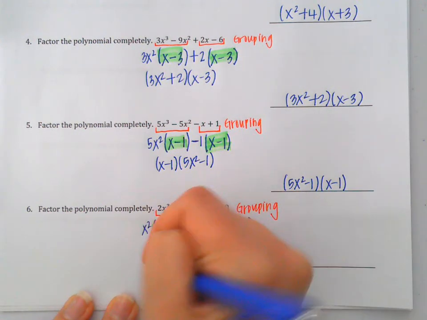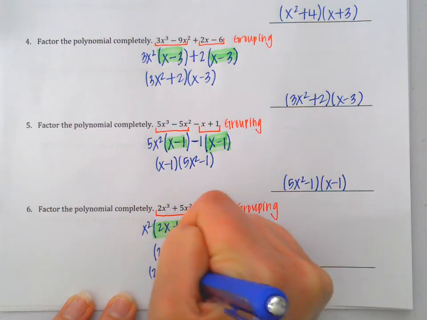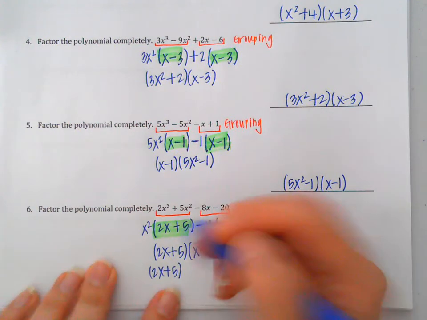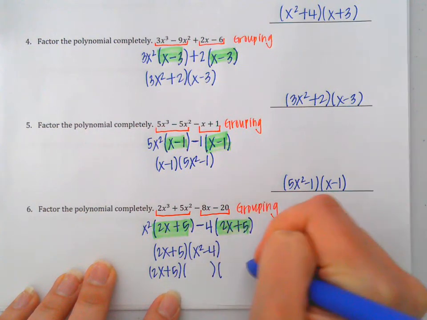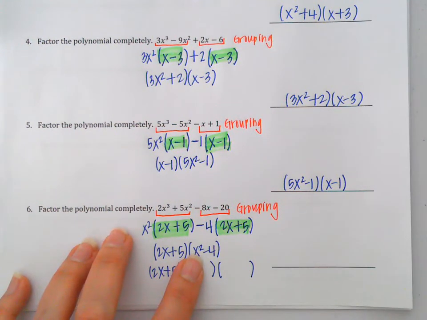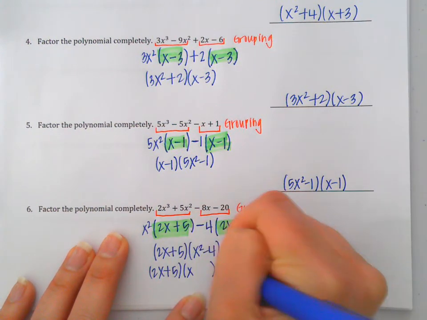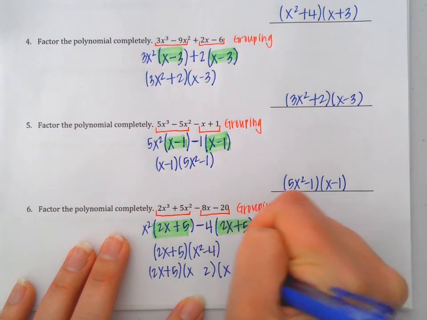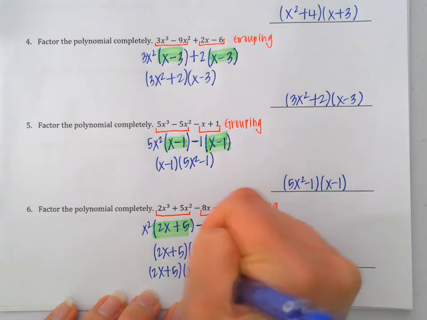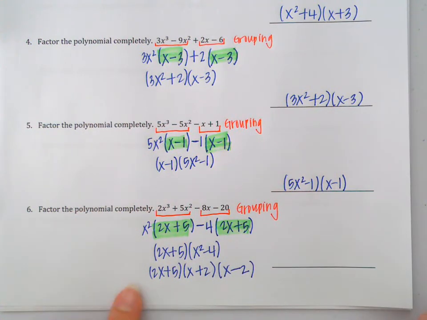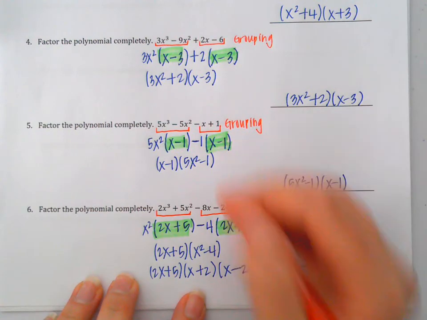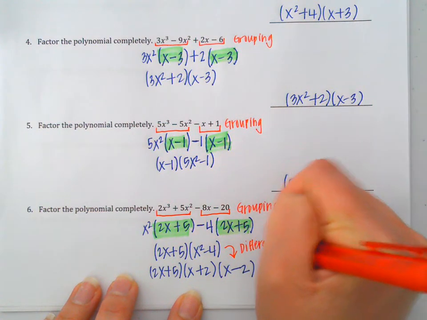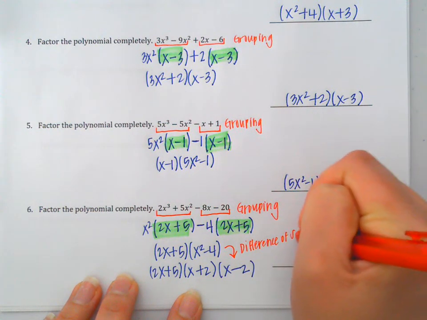So 2x plus 5 stays the same, but now x squared minus 4 is one of my special cases. It's a difference of squares. So that, remember, goes into our 2 parentheses. What's the square root of x squared? X and x. What's the square root of 4? 2 and 2. And then it's a plus and a minus. So that is fully factored. So we went and continued. This is a difference of squares.